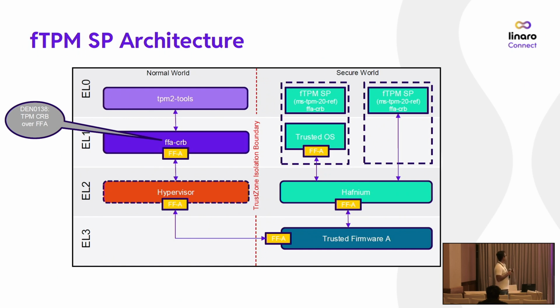DEN0138, the TPM command response buffer interface over FFA, is a specification defined by ARM, which covers how to transport the TPM command response buffer interface over FFA. And we have a new kernel driver called TPM CRB FFA, which has been upstreamed to the Linux kernel, which implements the DEN0138 specification. And there's also an optional hypervisor running at EL2.